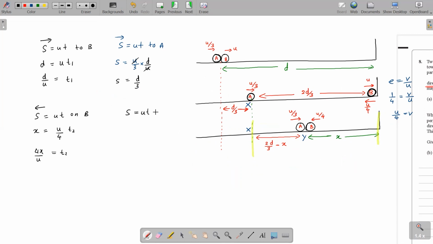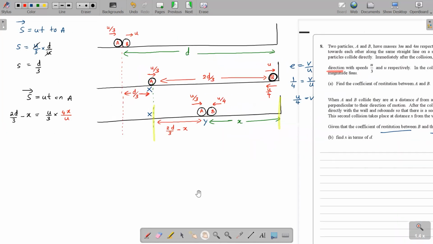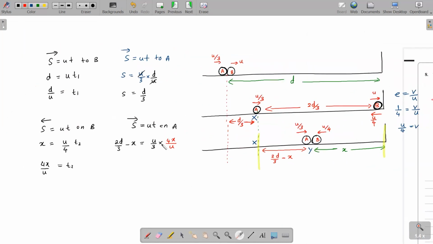So again, now we use s equals ut on A. What's the distance moved by A during that same time gap? During the time gap t2, A has moved the distance 2D over 3 minus x, which equals u over 3 times t2, which is 4x over u. Do you agree with me? They want you to find an expression for x in terms of D. So x in terms of D means make x the subject. Here u and u cancel. 2D over 3 minus x equals 4x over 3.